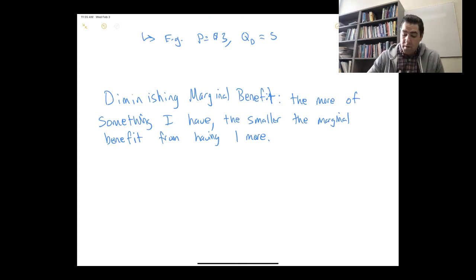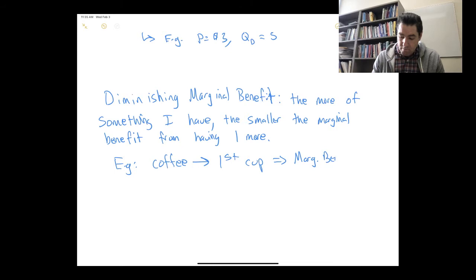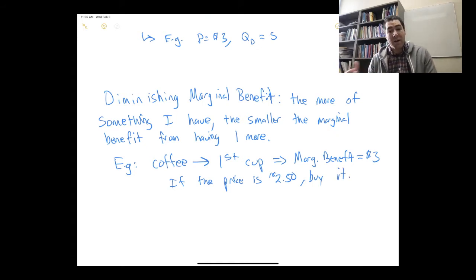So the main idea here, let's think about our coffee example. Let's say the very first cup of coffee has a marginal benefit of $3. So the gain to me, I've decided, is about $3 for drinking the first cup of coffee. As long as the price is less than $3, I'm going to buy it. If the price is $2.50, I'll buy it, right? My willingness to pay is $3. I'm willing to pay $3 because that's what it's worth to me. So I'll buy the first cup of coffee.